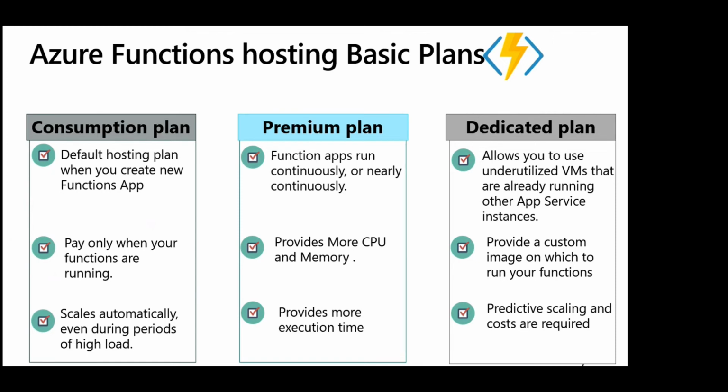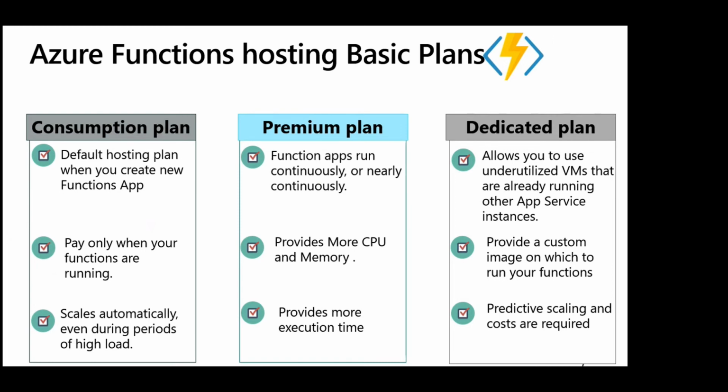There are multiple reasons. Number one is if you have a virtual machine which is not utilized as you want, and let's say it has a good capacity, and you need some function to run on very high load data, let's say a Python code running on millions of records, and you want to process it faster, you can go with a dedicated plan. So it allows you to use underutilized VMs that are already running other app service instances, but additionally you can host yours using dedicated plan.